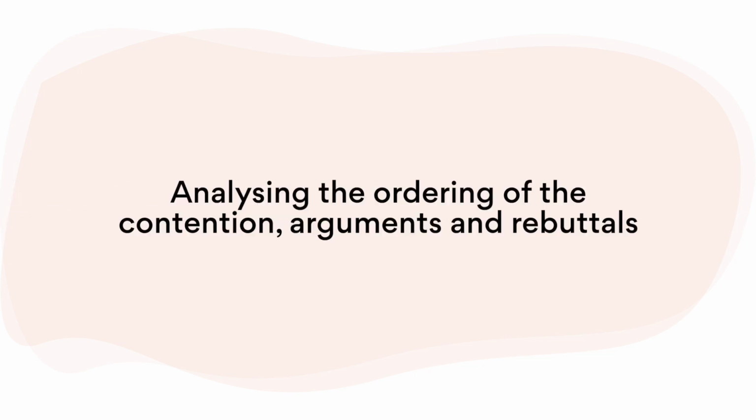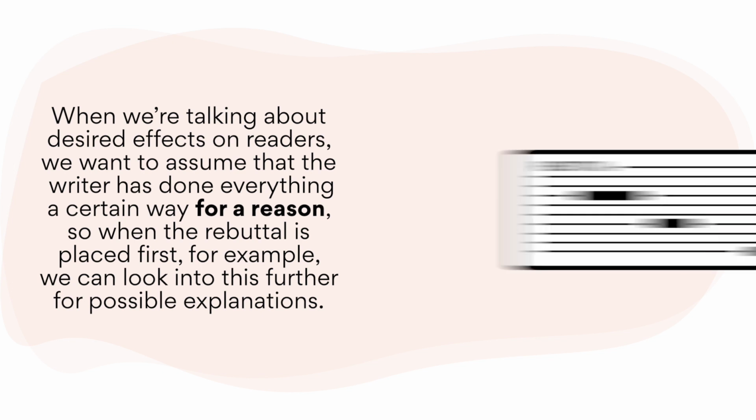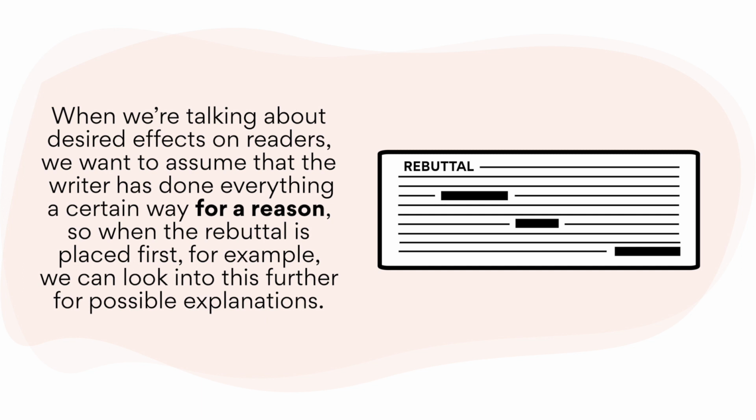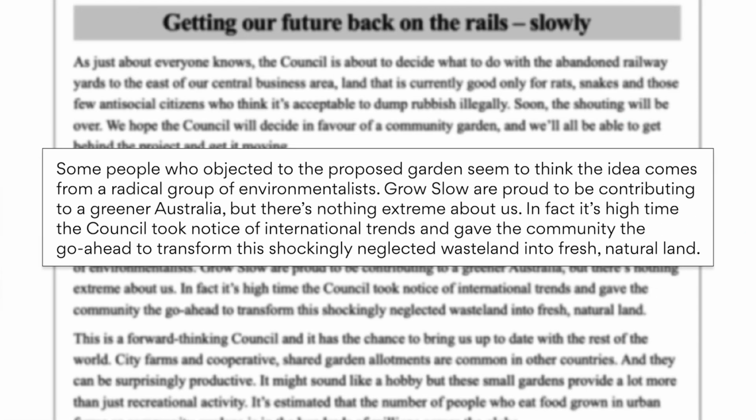Analyzing the ordering of the contention, arguments, and rebuttals. Certain elements of the article can have different effects on the reader, depending on where the author places them. When we're talking about desired effects on readers, we want to assume that the writer has done everything a certain way for a reason. So when a rebuttal is placed first, for example, we can look further into this for possible explanation. When a rebuttal is placed first, it can set up the audience to more readily accept the writer's following opinions, as opposing viewpoints have already been criticized early on. You can see this in the 2013 VCE exam, where the author argues against opposing views early on in their article. In it, the author references the opposition directly as they say, "Some people who objected to the proposed garden seem to think that the idea comes from a radical group of environmentalists," and rebut this point by proposing that there is nothing extreme about us.